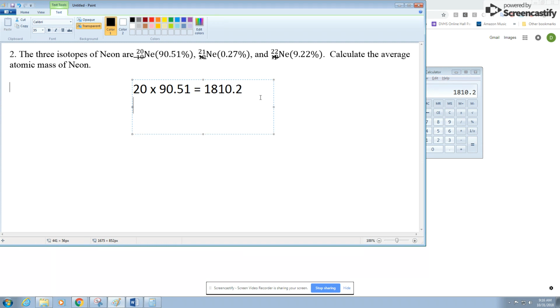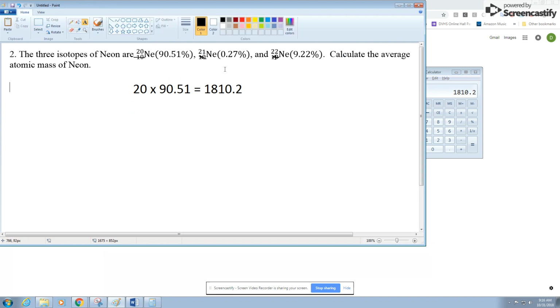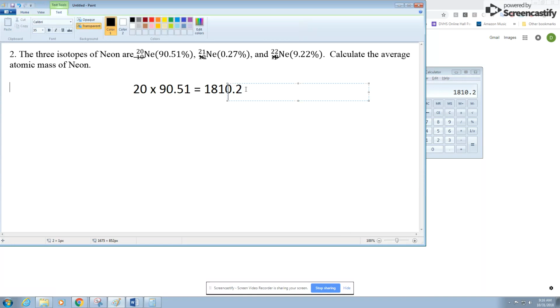Then we got the next mass number, 21. I don't know if you can hear the ROTC in the background.